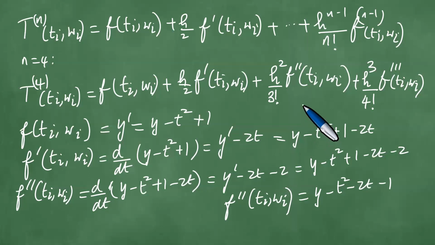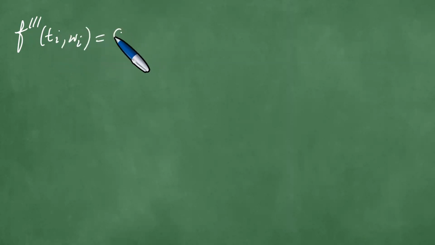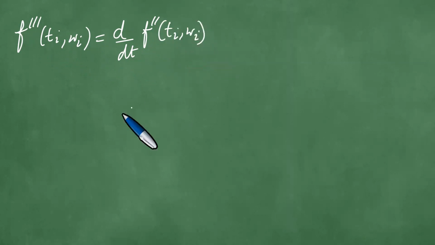Now we just need the last one to compute the third derivative. Now we want the third derivative of ti wi. How do we get it? We get it by differentiating the second one, so we have d dt of this function.